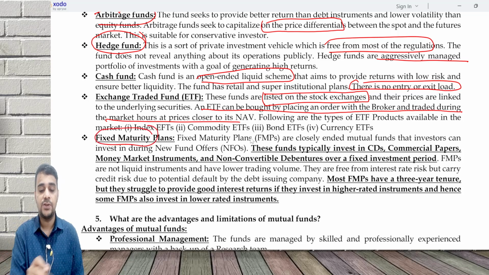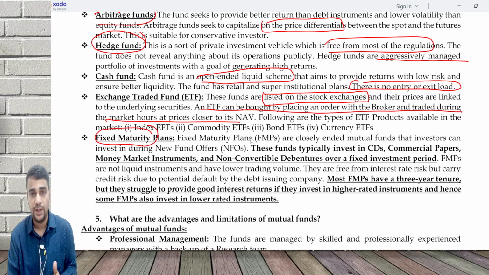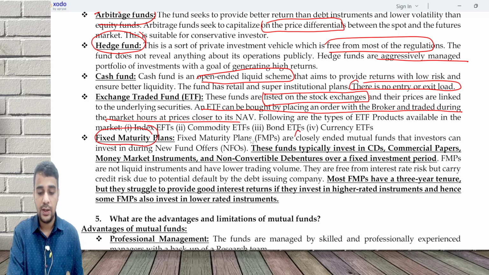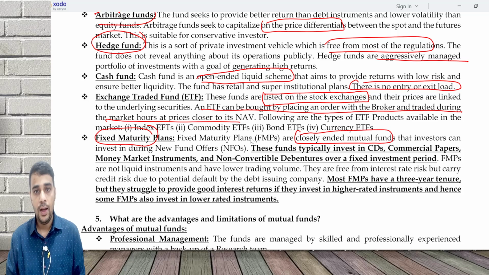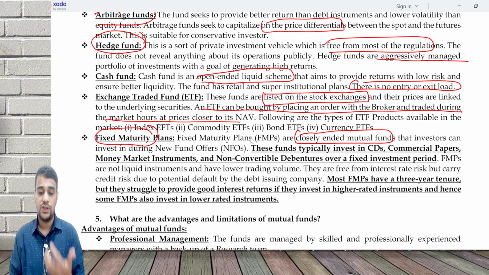The term itself explains it. Fixed maturity means there is a specific maturity. So obviously they are close-ended mutual funds because there is a specific maturity. Fixed maturity funds also focus on giving you a fixed or specified amount. The objective is to have stability.